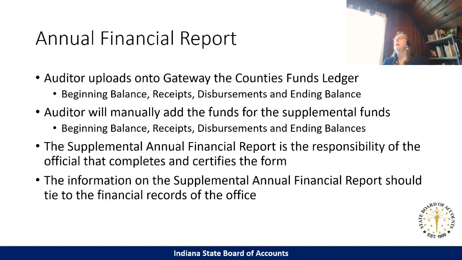So that supplemental annual financial report is the form used to gather and report this information from the other offices. The official responsible for the custody of those funds certifies the amounts reported on the supplemental annual financial report. The information reported on the supplemental AFR is very important to the AFR as a whole, and it should be accurate. The information should tie to the financial records in your office. This is not a throwaway. This is very important that you get this information correct, that you get it submitted to the auditor, and it gets uploaded properly.